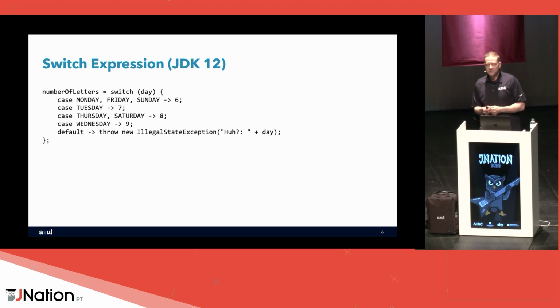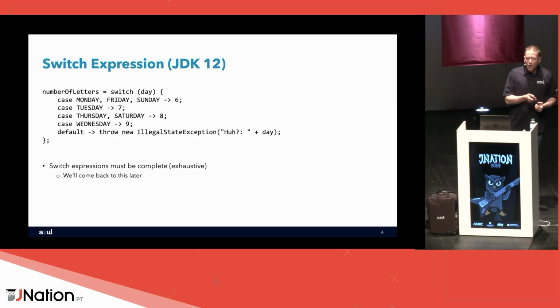Then we borrowed some of the syntax from Lambda expressions. We used an arrow, and the right-hand side of the operator is the value that we're returning. Great. Now, switch expressions must be complete or exhaustive. And what I mean by this, we'll come back to later.